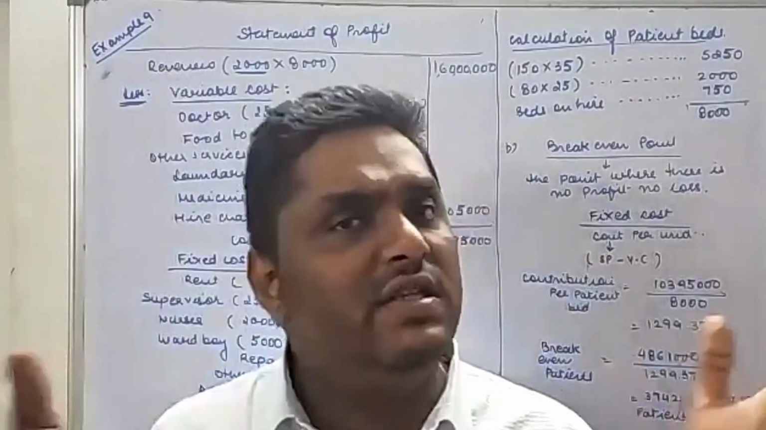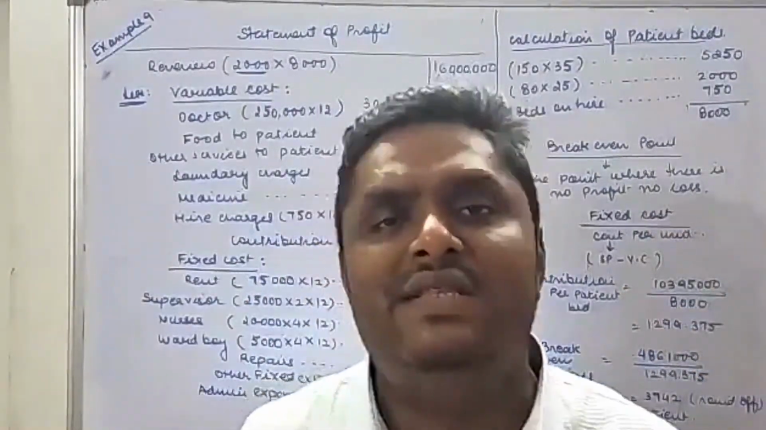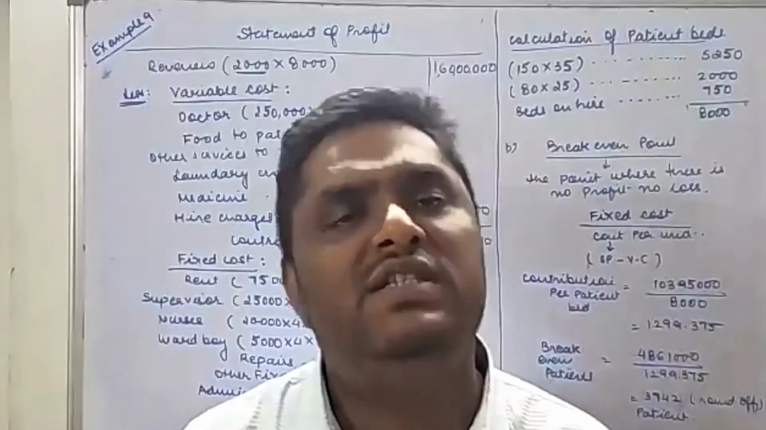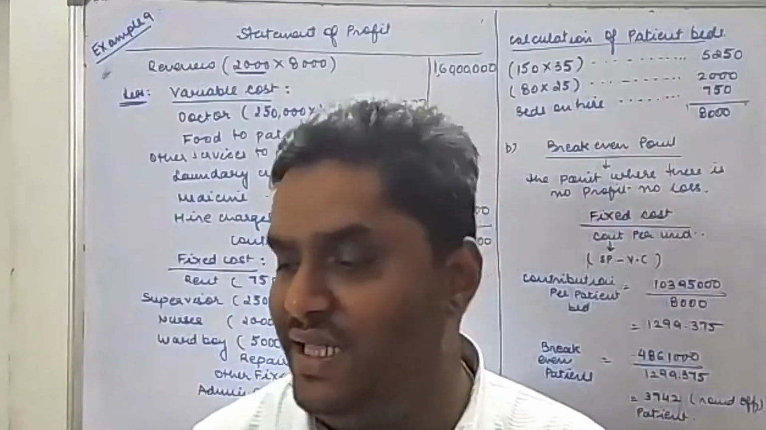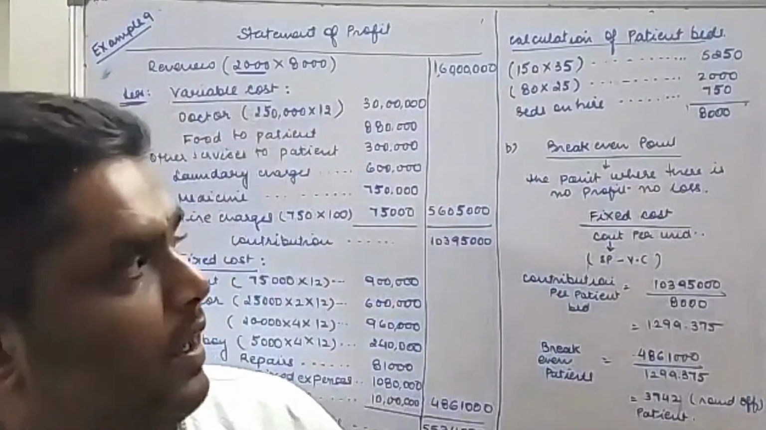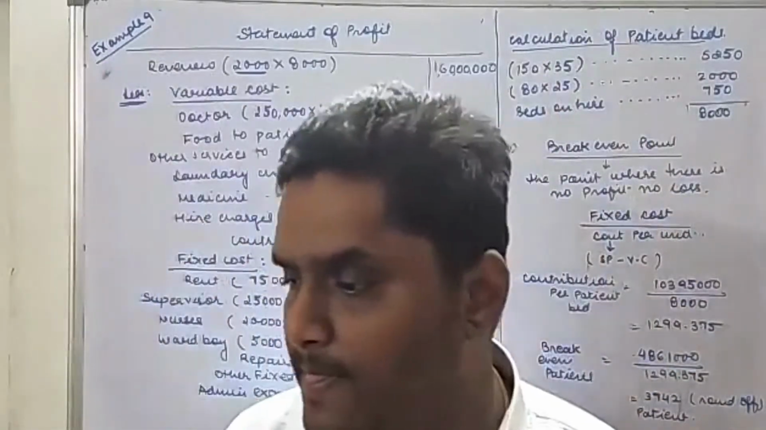But in general, if it is a straight question, no bifurcation is given, no information is given as regards calculation of break-even point, you can simply straight away prepare a statement of cost. If you guys have any doubts or queries, please post your queries. Waiting for your queries. Those who want to copy this explanation, you can copy.